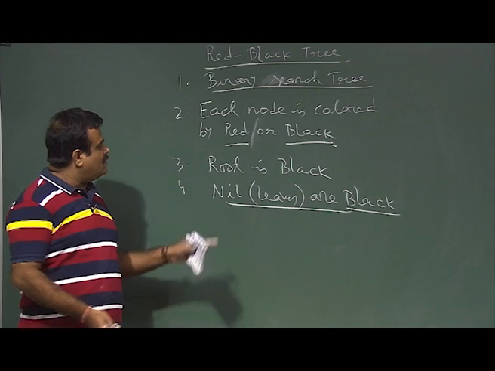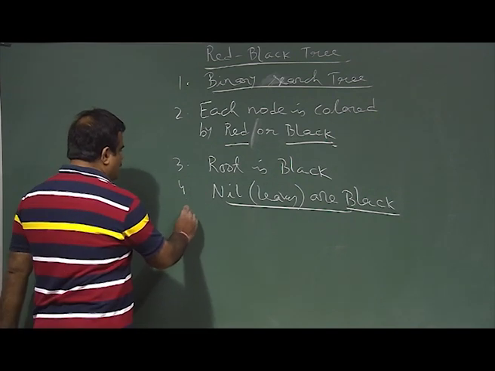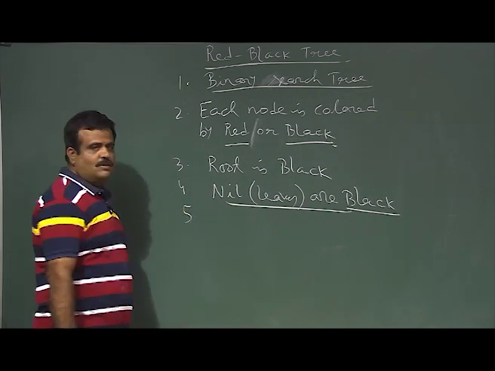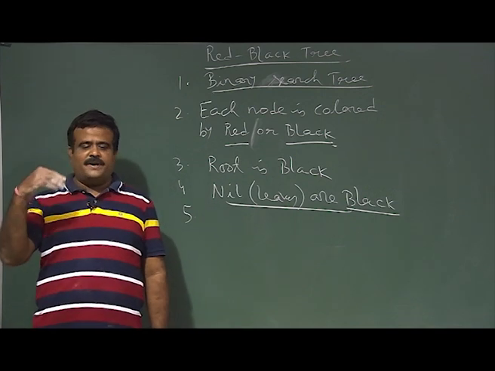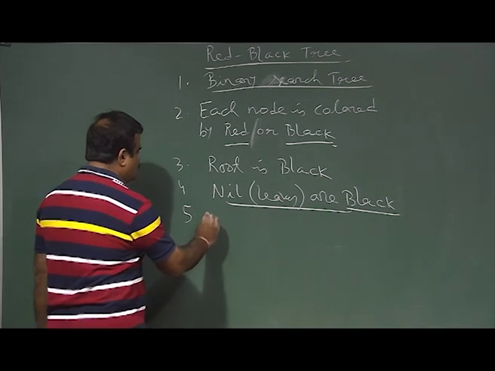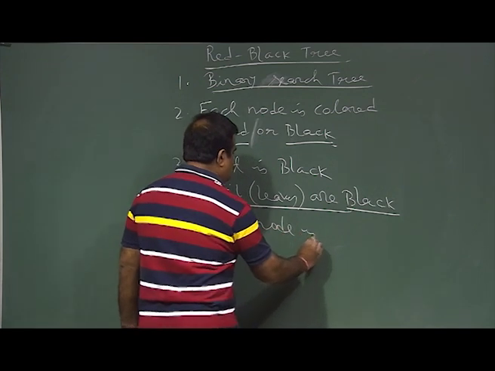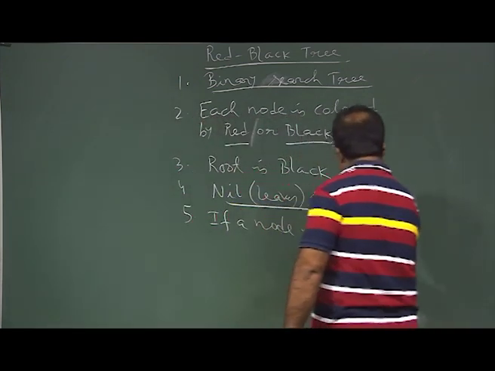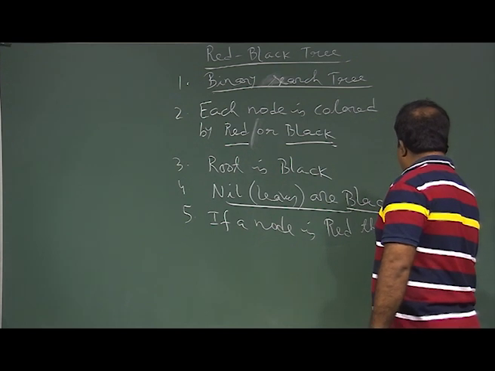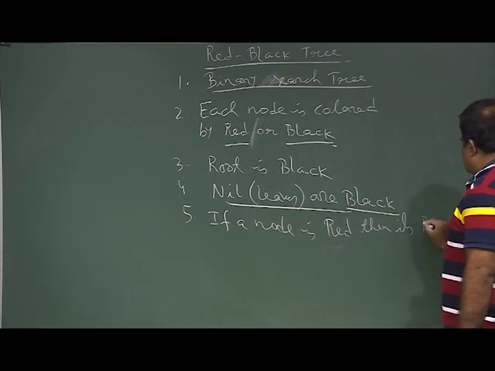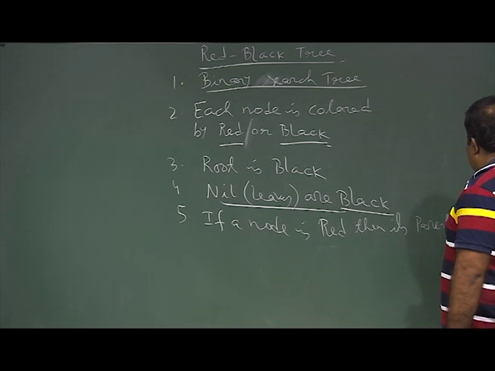So nils are black, and the next property is: if a node is red, then its parent must be black.